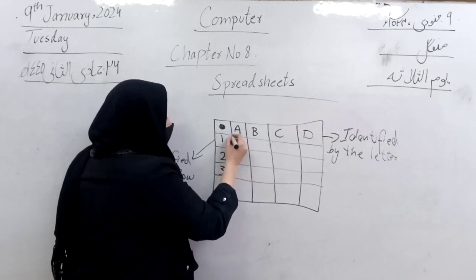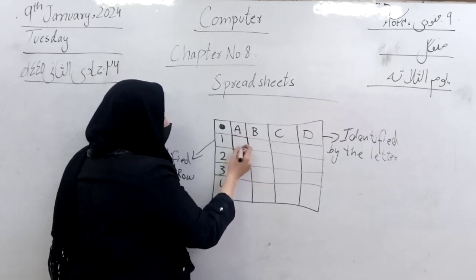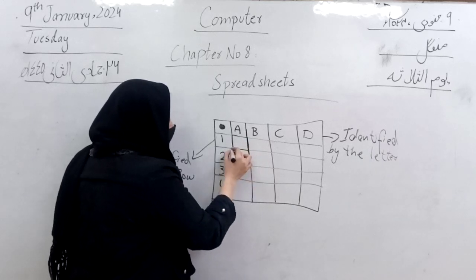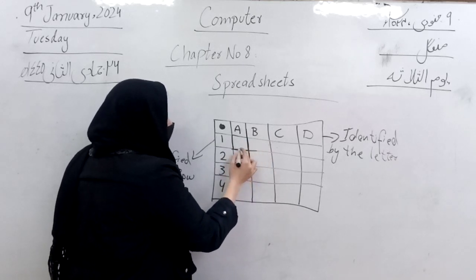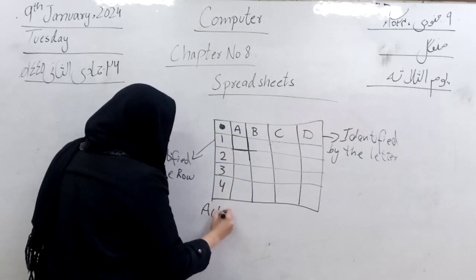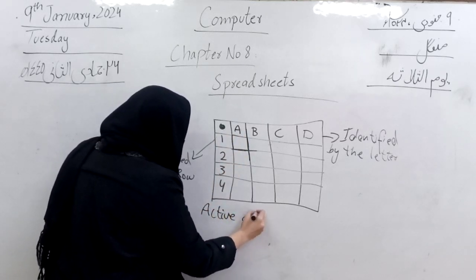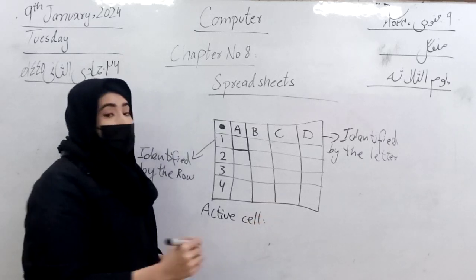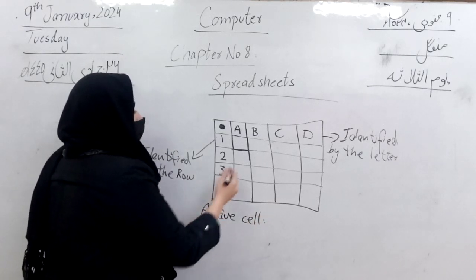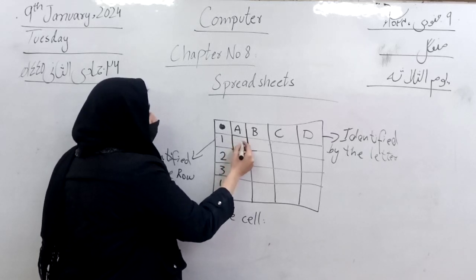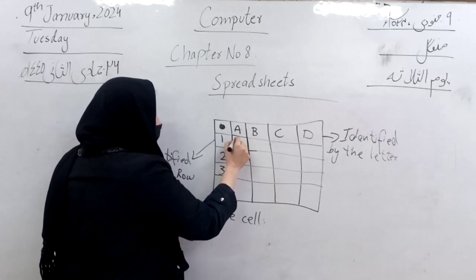Now these are your cells. A cell is the intersection of a column and a row. So an active cell is a cell in which you are currently entering your data. Just like this is your cell and you want to add two numbers.